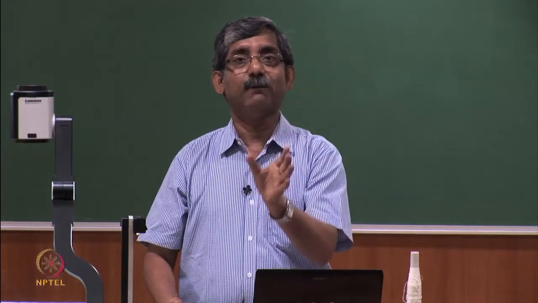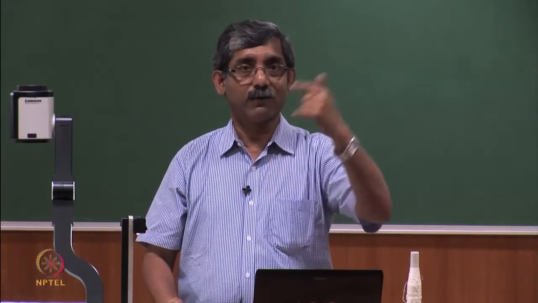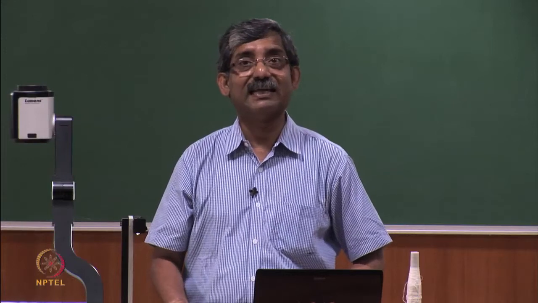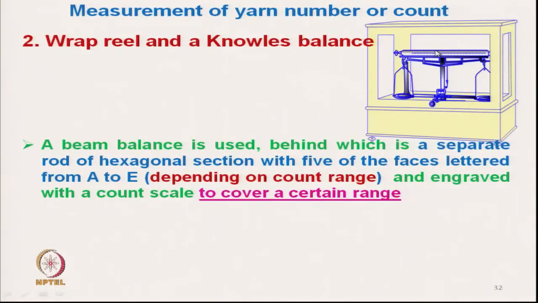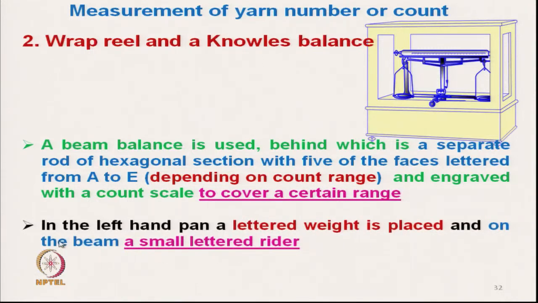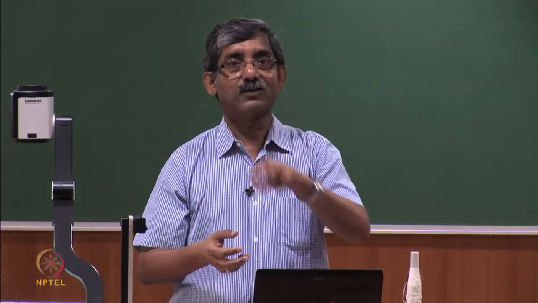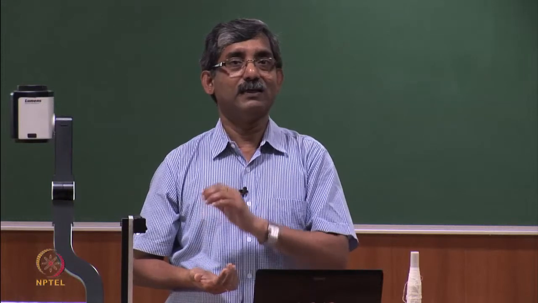Say A is the coarser side and B is a little bit finer range, and in this way E is the finest count range. At each range it is gauged and engraved with the count scale, to cover a certain range. On the left hand pan, there are lettered weights, different masses. 5 such weights will be available, A, B, C, D, E.